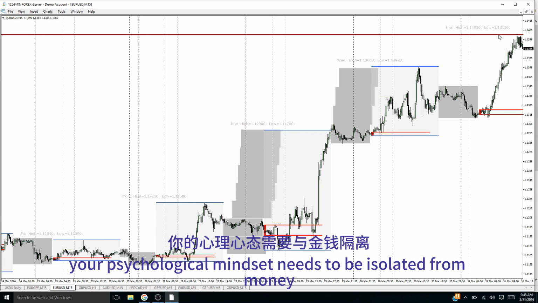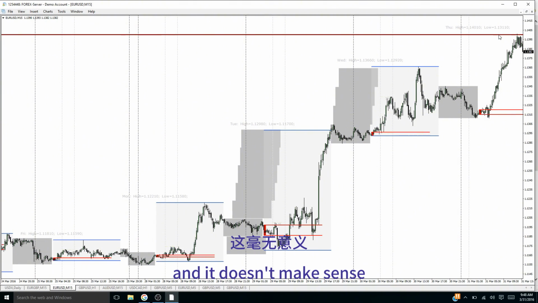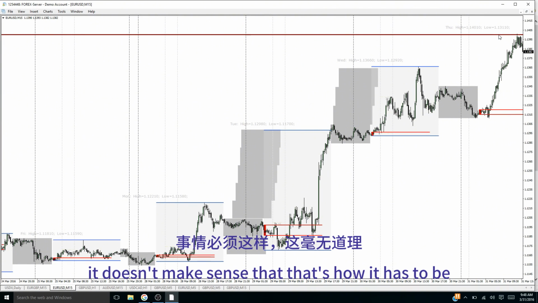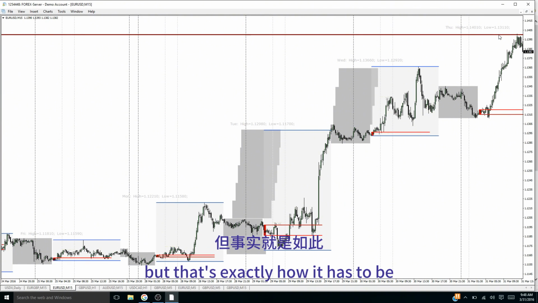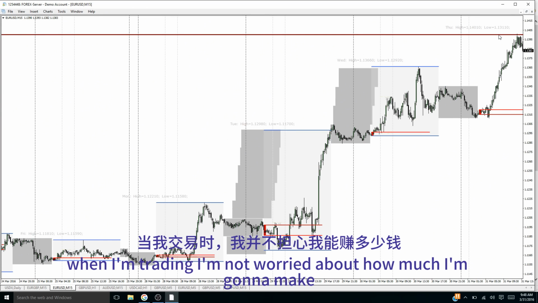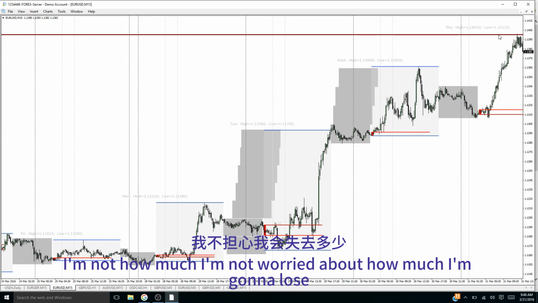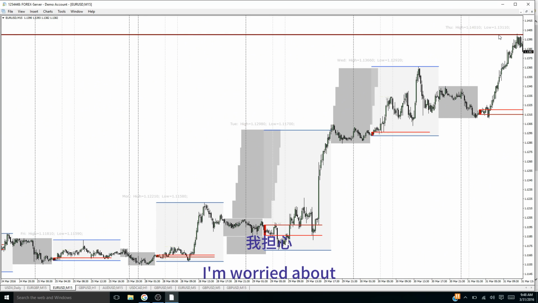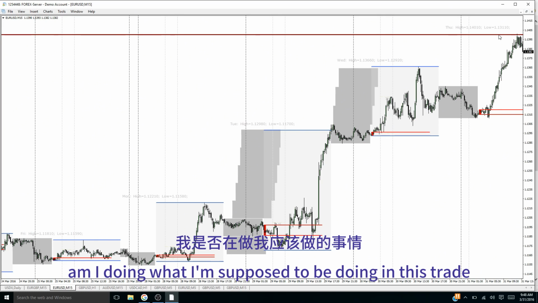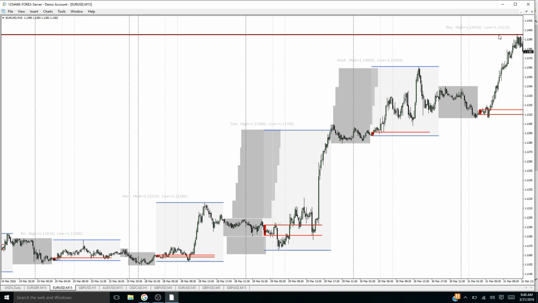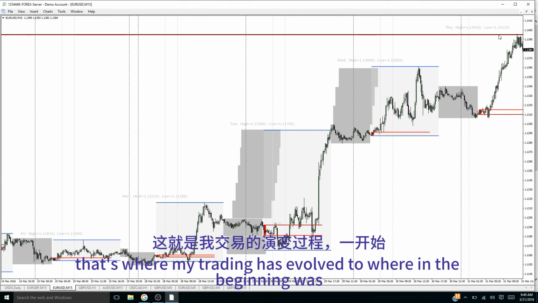Your psychological mindset needs to be isolated from money. And it doesn't make sense. It doesn't make sense that that's how it has to be. But that's exactly how it has to be. I do not worry about money when I'm trading. I'm not worried about how much I'm going to make. I'm not worried about how much I'm going to lose. I'm worrying about, am I doing what I'm supposed to be doing in this trade? That's where my trading has evolved to.